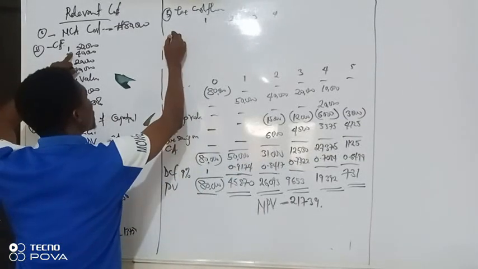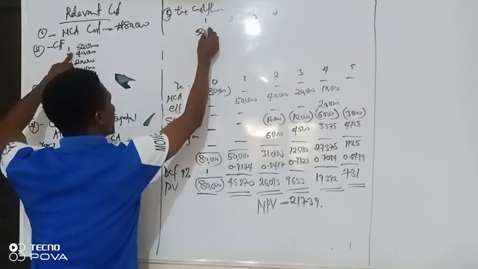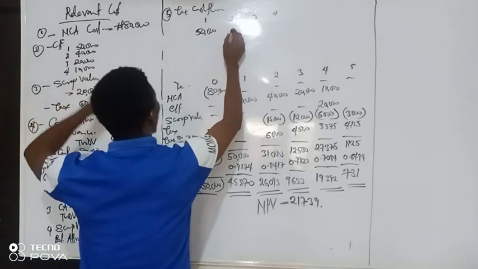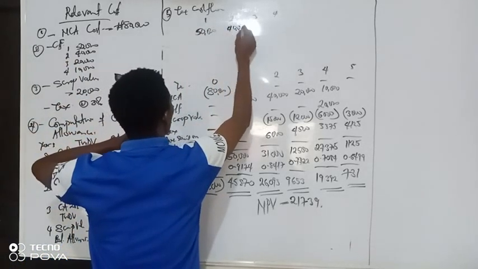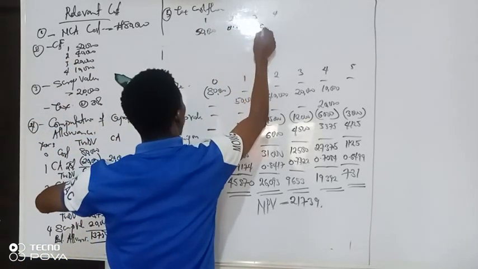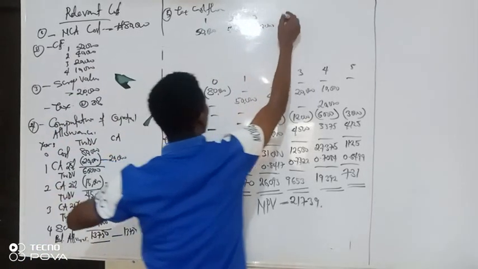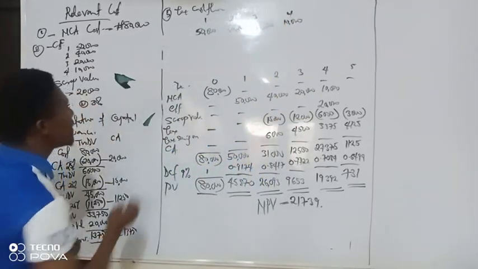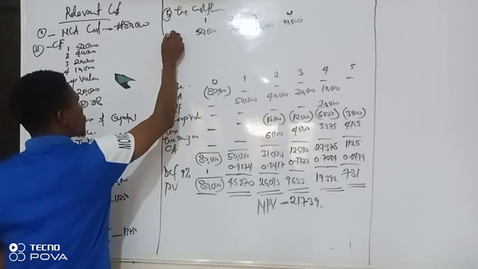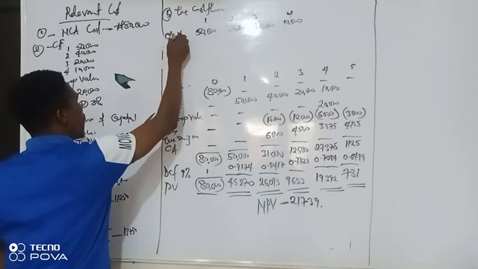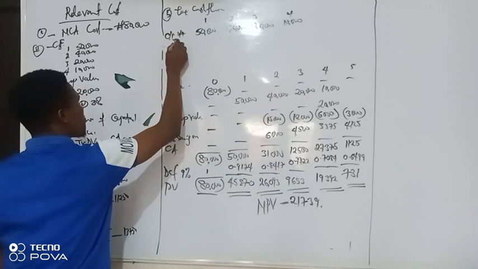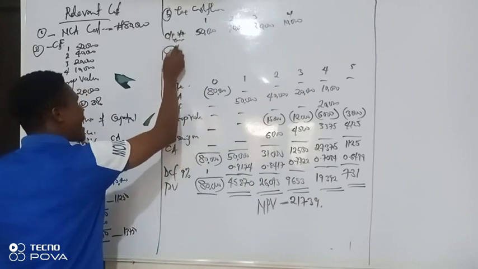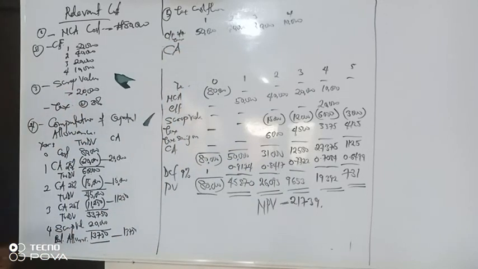My cash flows are 50,000, 40,000, 20,000, and 10,000. Am I talking? These are my cash flows before tax. Then I will not bring in my capital allowance straight away. I bring in my capital allowance.